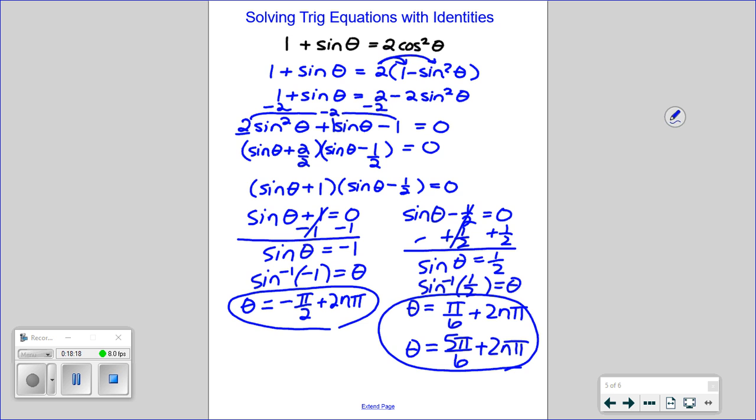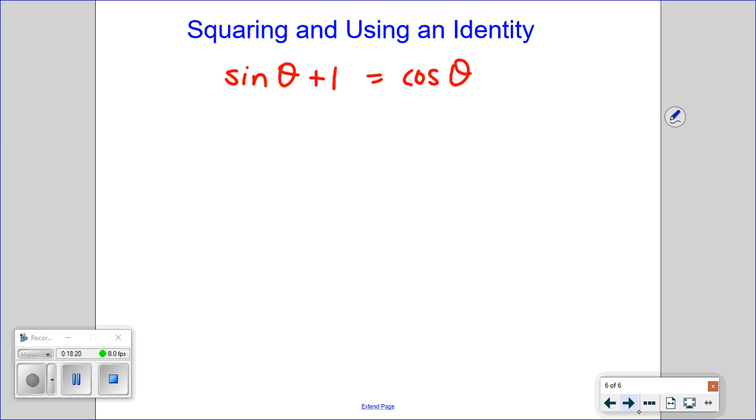Now, one last thing to show you. This is just another strategy that you can use if all else fails. I'm looking at this equation, and we've got sine of theta plus 1 equals cosine theta. It's one where we're not going to be able to use factoring. Everything is already in terms of sine and cosine, and neither is squared. So in order to be able to use our Pythagorean identity, what if we square both sides?